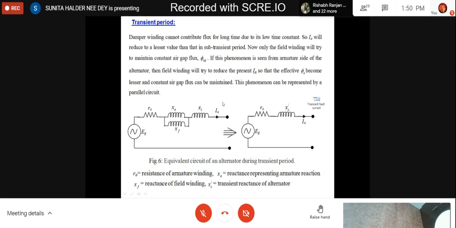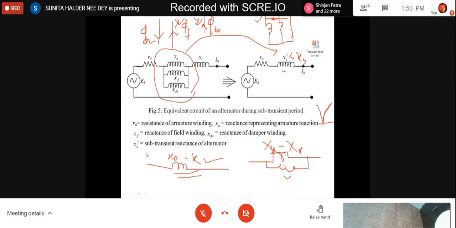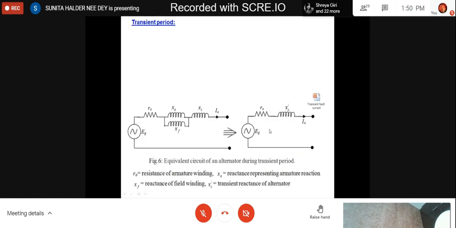Now when we try to find an equivalent circuit of an alternator for this fault, we have seen that during the subtransient period its reactance is not its synchronous reactance, it is somewhat less than that, which we represent by XS double dash. This is called the subtransient reactance of the alternator. Similarly, during the transient period, it offers a reactance XS dash, not XS. That is the transient reactance of the alternator.